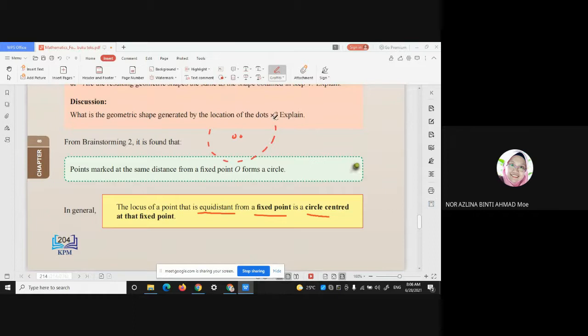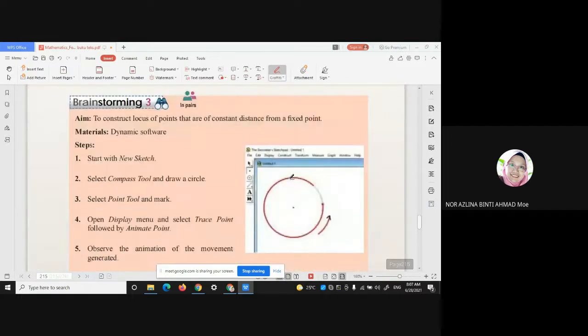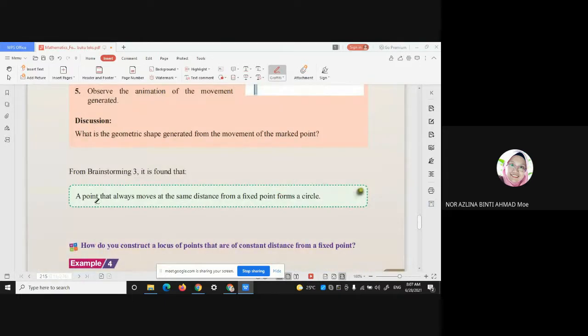So the locus is a point that moves with equal distance. Let's say the distance is equal, so the shape will form a circle. Or you can conclude: the locus of a point that always moves at the same distance from a fixed point forms a circle.